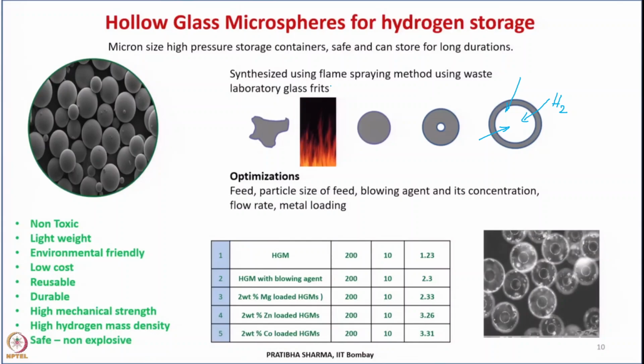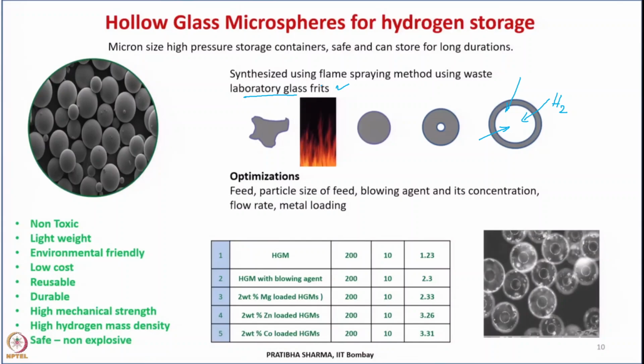And how is this formed? How will this hollow particle be formed? This hollow particle will be formed by using the flame spraying method. Okay. And they use laboratory glass frit. Okay. Glass frit means glass particle. Porous glass frit means this is actually a porous material. Okay. Frit means porous. I will also use this term later.